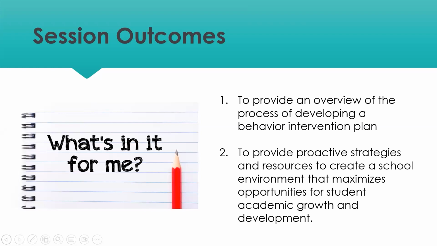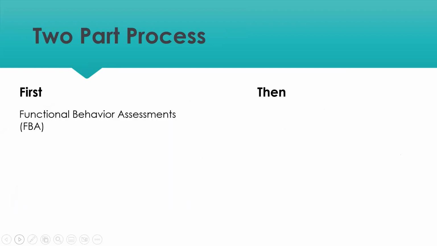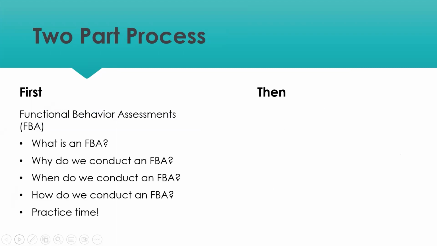So we're going to talk about behavior intervention plans today and functional behavior assessments. I'm going to give you an overview of both and try to explain why we do them and how we do them. So it's a two-part process. I'm going to just jump right in because we don't have a lot of time and there's lots of information. First, we have the functional behavior assessment, and we're going to talk about what it is, why we do them, when we do them, how we do them, and then we'll have a scenario.